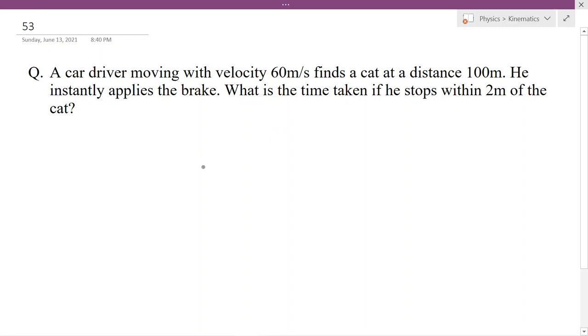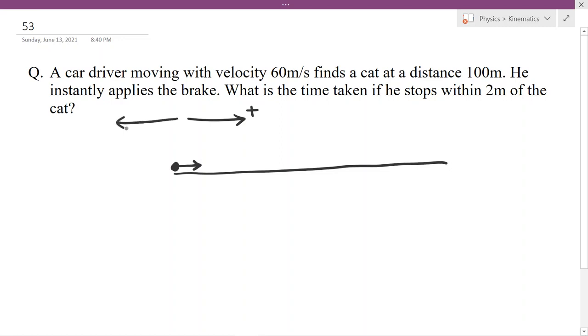Now before solving the problem, let's visualize using the diagram. So the simple diagram I can draw is like this. This is the road, and let's say this is the car. It's here, and the car is moving, suppose, in the right direction. Now, the instant I draw this arrow, I will assume that right direction is the positive direction, and the left direction is negative direction.